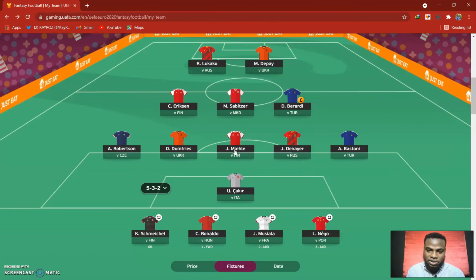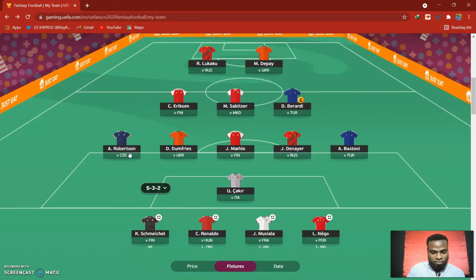Then Mili, the Danish right back, who also has a game against Finland. I'll be hoping for a clean sheet on this one. That's why he's here. Then Dumfries. A lot of people are going with Wijndal, who is the left wing back for the Dutch team. Well, I don't know. I'm just going for, will I say, surety with Dumfries, because I know he's going to start. He's bound to start.